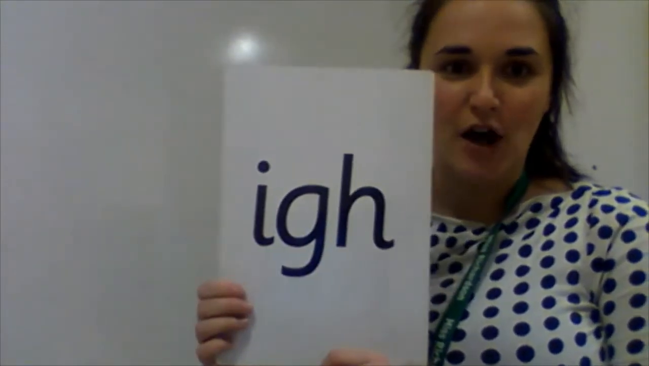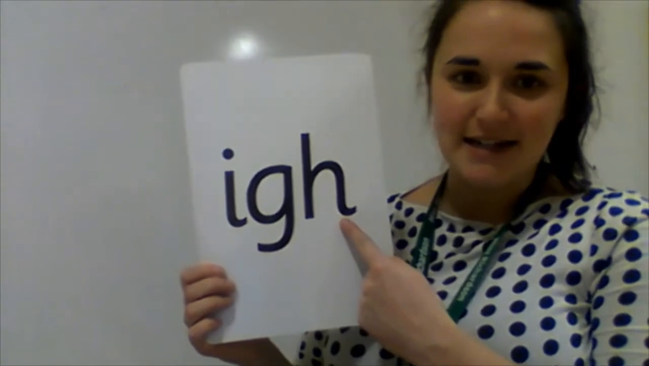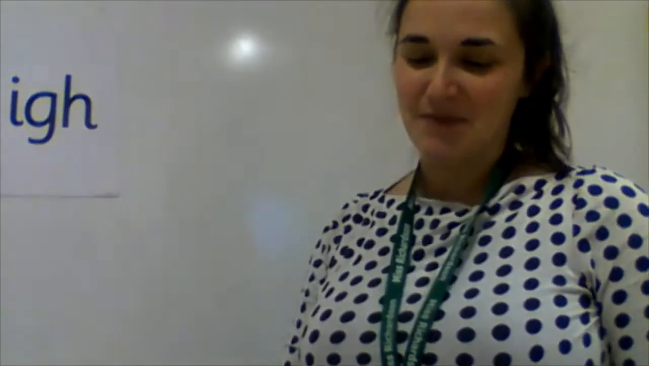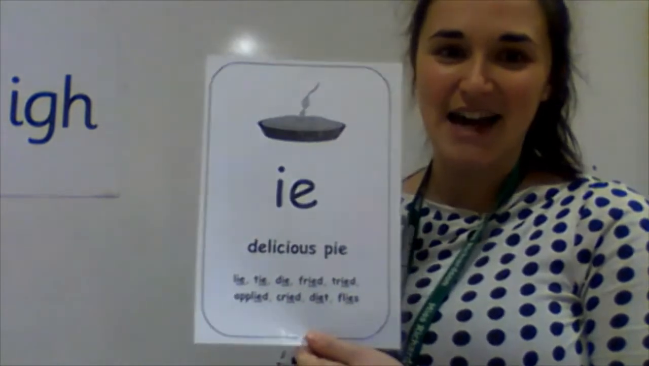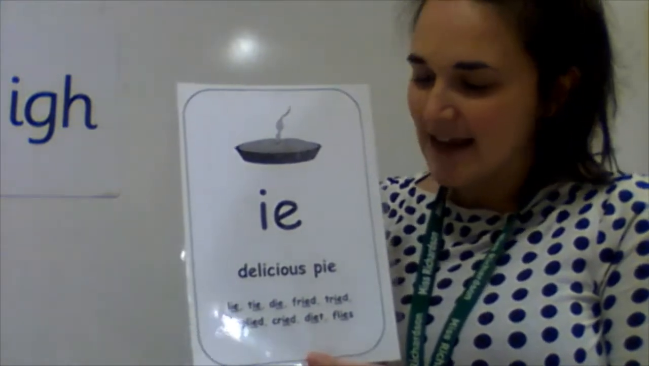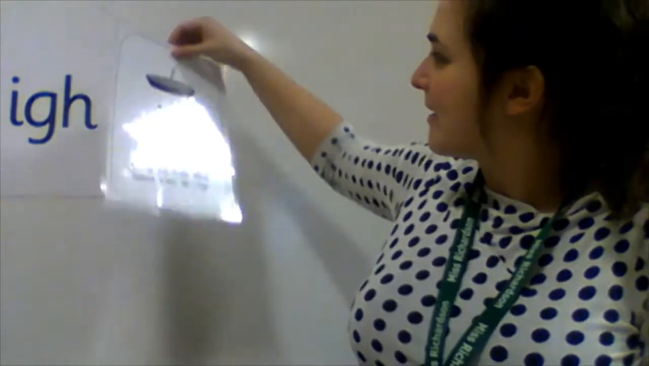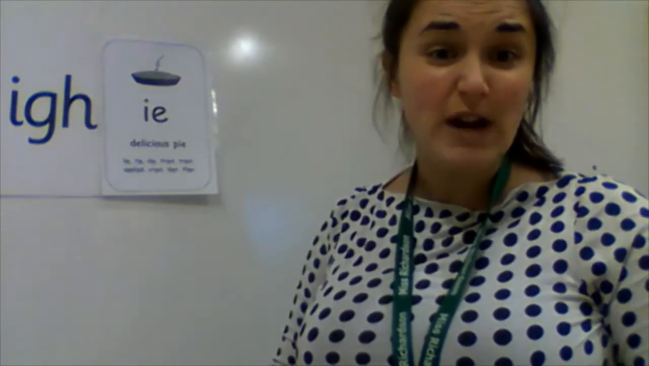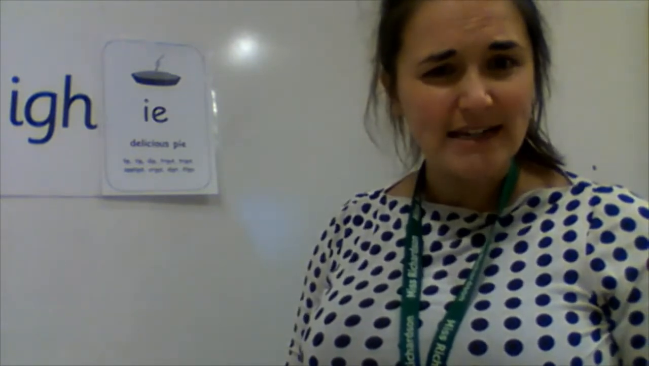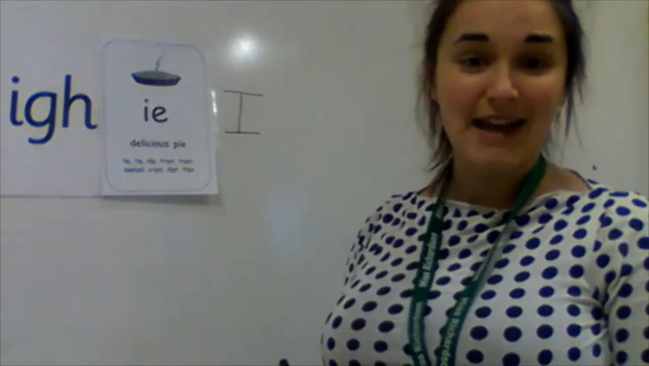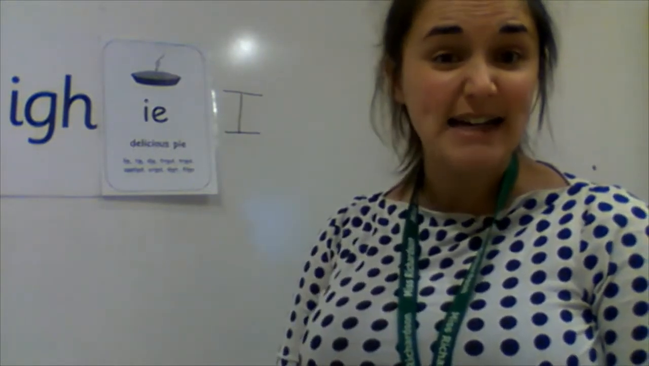I wonder if you remembered our trigraph, our 3 letters making one sound, I. For fly high. I wonder if you remembered I, delicious pie. Just what you need on a cold winter's day. I, delicious pie. And I don't have a card for the third way because it's one of our tricky words. I wonder if you remembered it at home. I. It's just a capital I that can sometimes make an I sound.